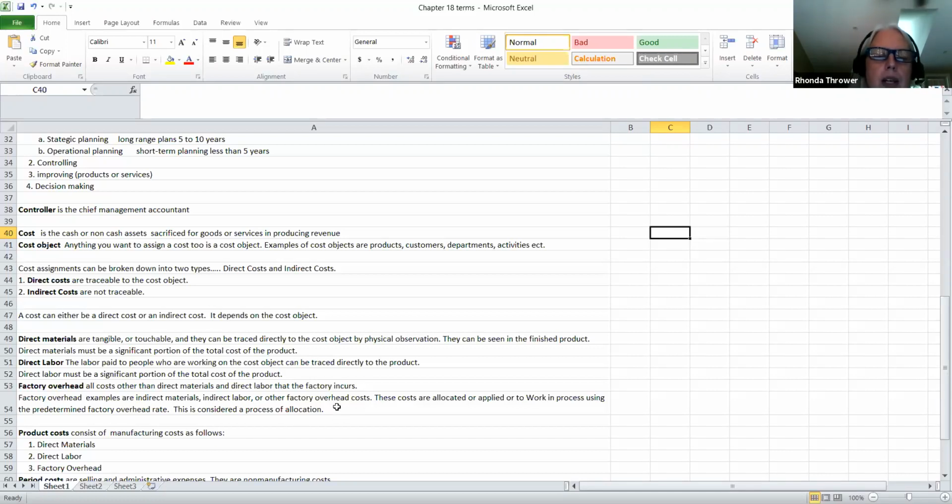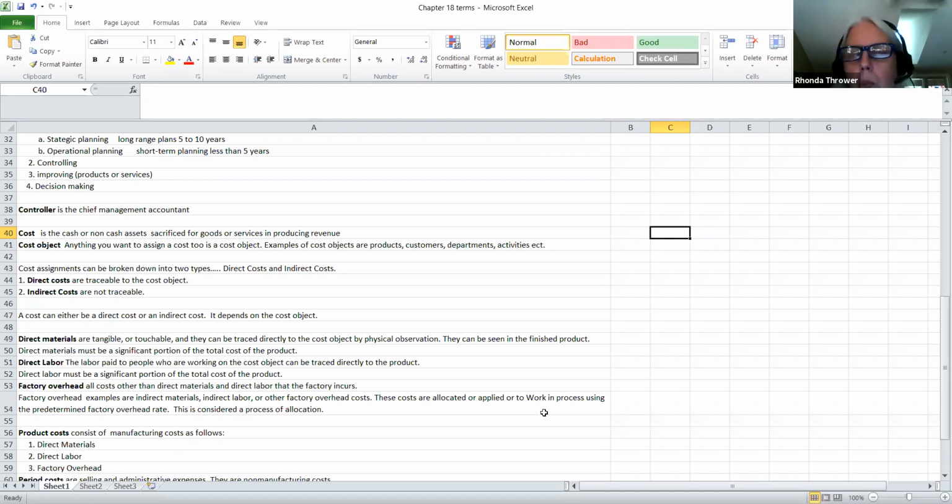Factory overhead cost can be any cost that's associated with the factory other than direct materials and direct labor. So if we have something like factory insurance expense or factory supplies, those are types of factory overhead costs. Factory overhead costs are going to be allocated or applied to something that we call work in process, which we're going to be discussing probably more in another video that I have planned for you.